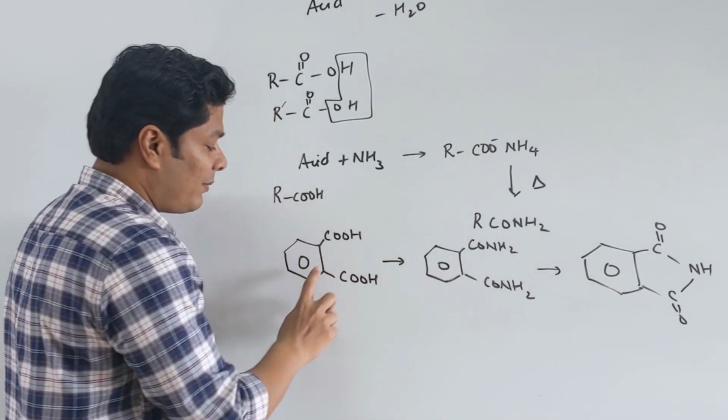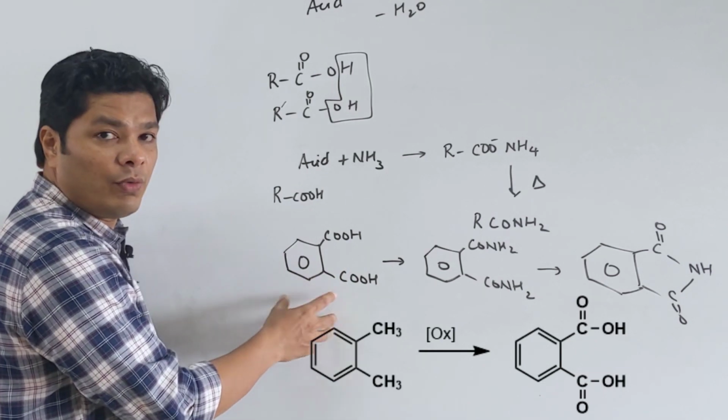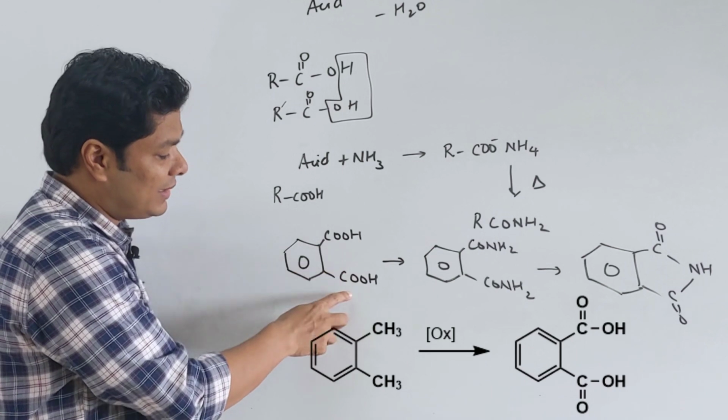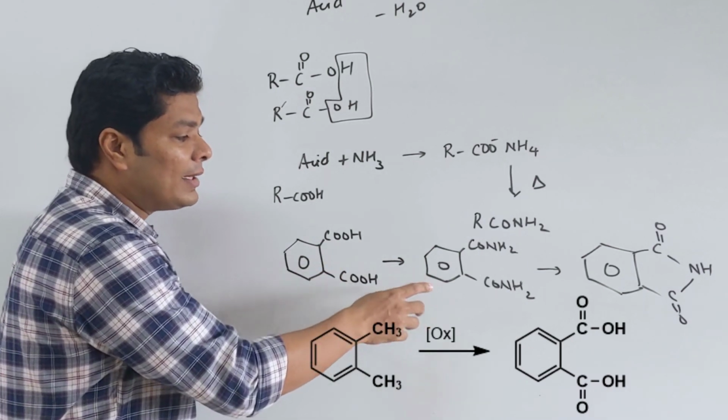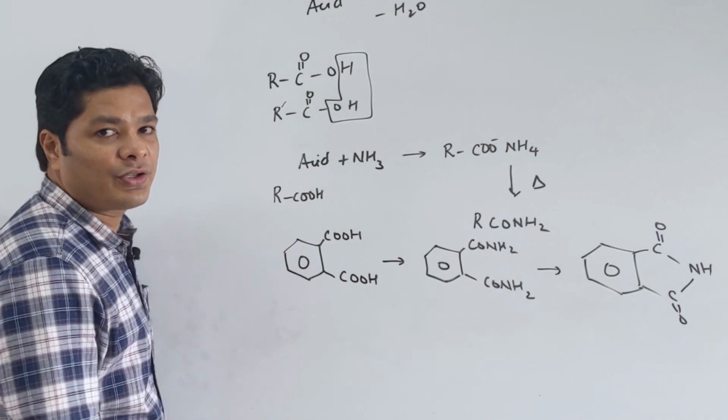Now this can be arrived from your phthalic acid. Now how can we get phthalic acid based on the reactions we know? For example, I can start with orthoxylene, do side chain oxidation, so it becomes phthalic acid, and then you can do phthalimide, and you can go back to your amines functional group.